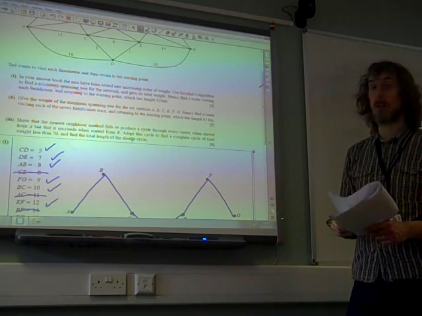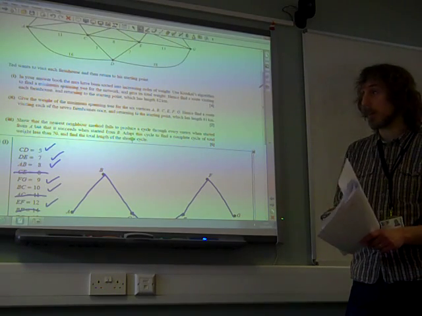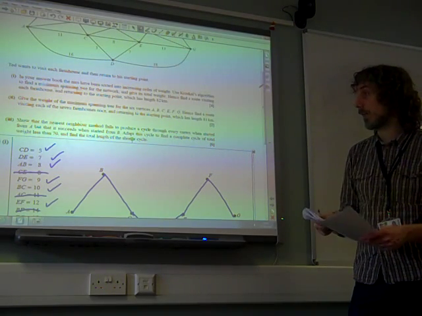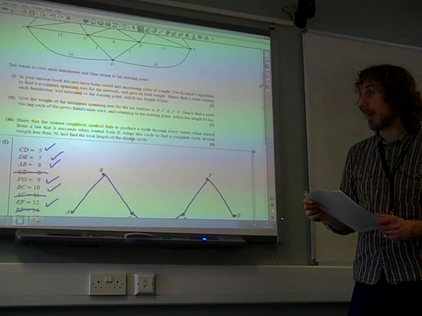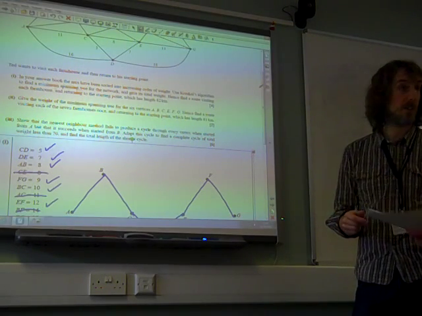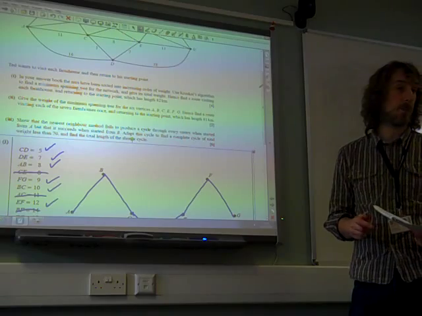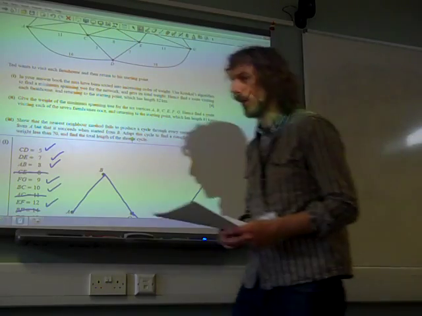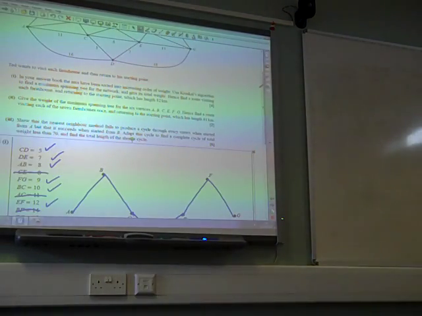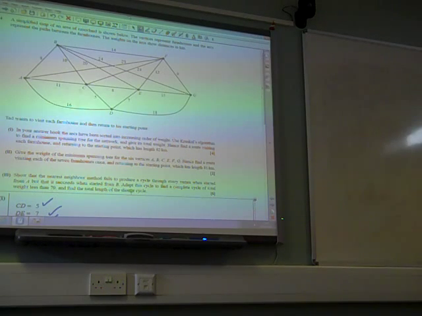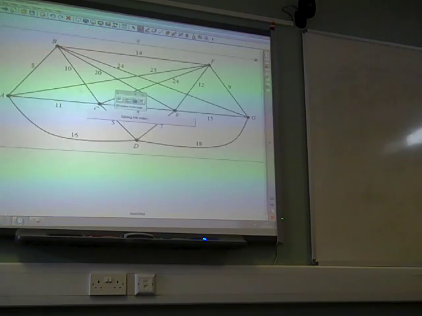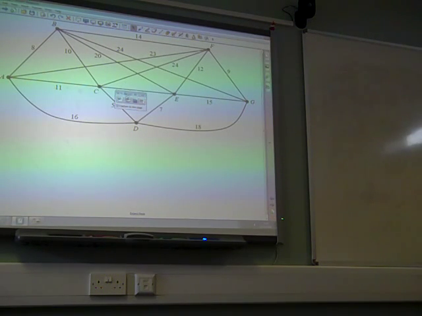show that the nearest neighbour algorithm, nearest neighbour method, fails to produce a cycle through every vertex when started from A, but then succeeds when starting from B. So we need our diagram. I think we might just take a copy of our diagram here. There it is. So let's work our way through this.